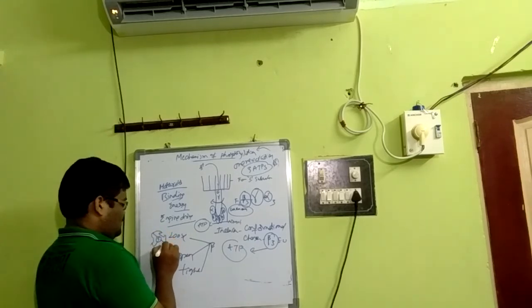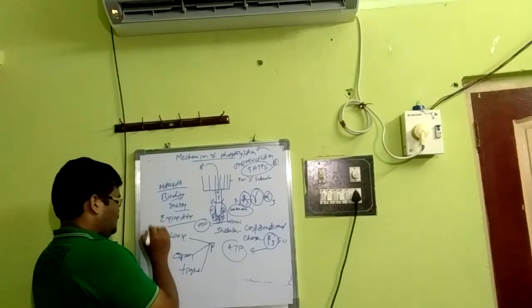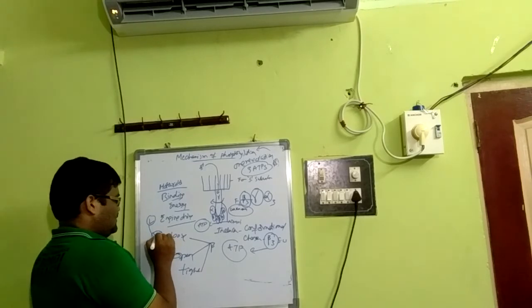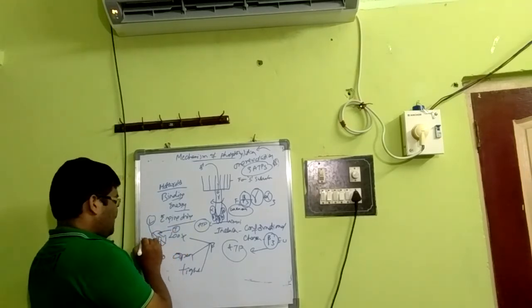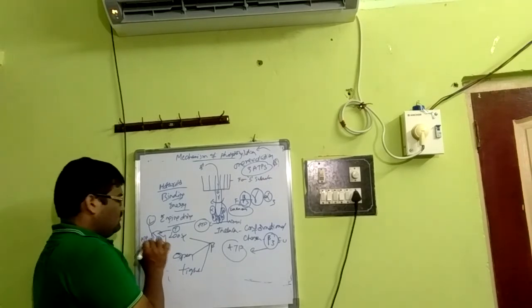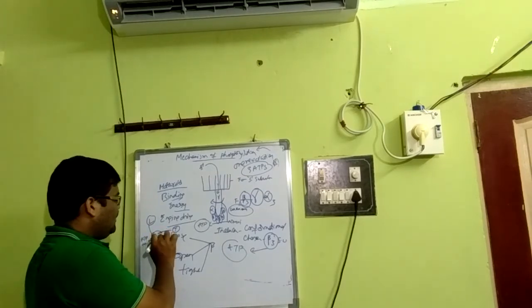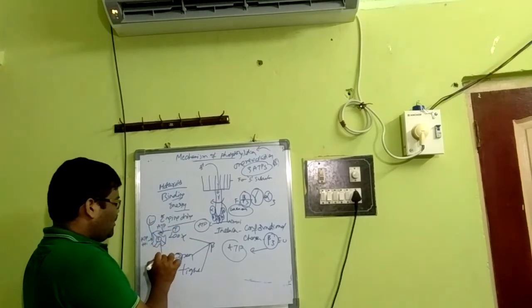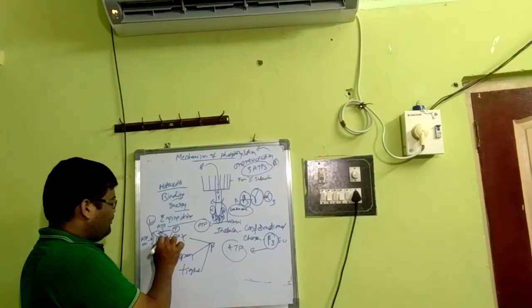This is tight. This is tight form. Sorry, this is loose. This is tight, and this is open. ADP plus Pi will bind to the loose form. When they bind to the loose form, that means a structural conformation change, the T form. Here ATP is synthesized. Then the open form becomes ADP, a loose form. Then the T form becomes the O form.